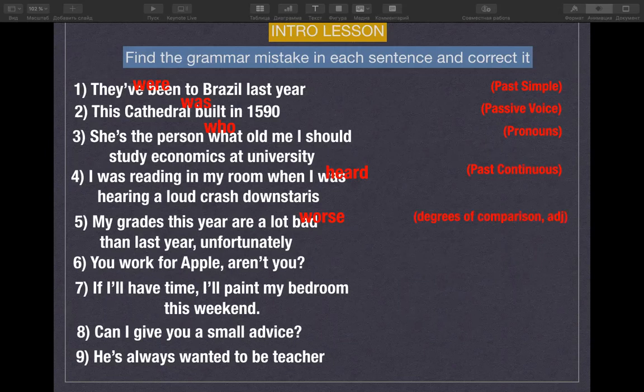You work for Apple, aren't you? Либо же здесь нужно задать вопросы, questions present simple. Do you work for Apple? Ты работаешь на компанию Apple? Do you work for Apple? И тогда уже aren't you не нужно. Либо же, если мы повторяем разделительные вопросы, это особый тип вопросов. You work for Apple, don't you? Don't you?